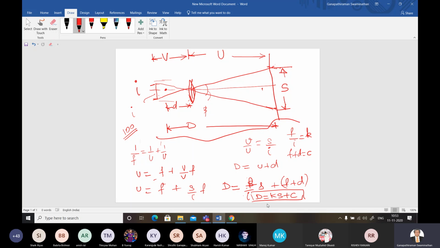And F plus D, which is equal to C. C is called the additive constant. Normally K value will be 100 and the C value will be 0.3. Okay, the K value is 100 and C value is 0.3.